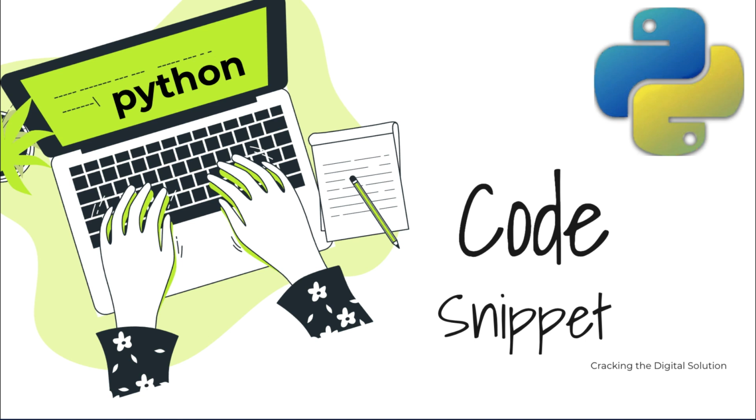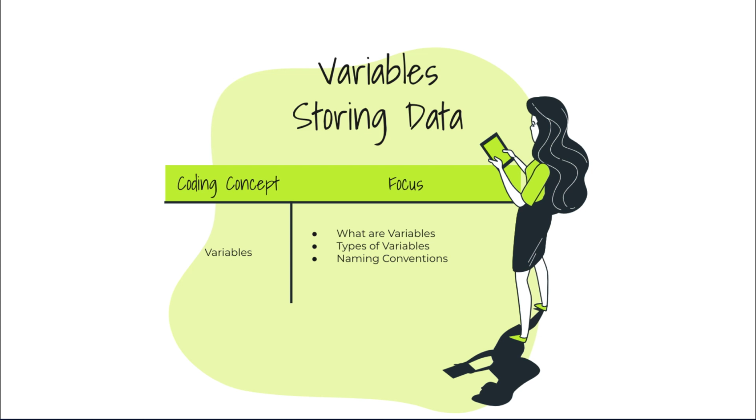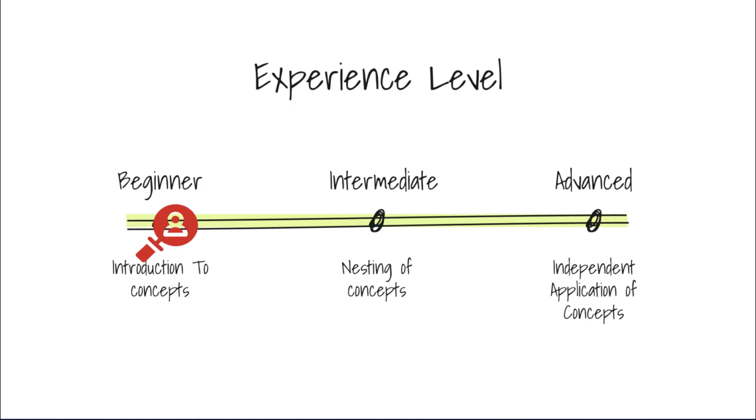In today's session, we're going to be looking at variables. Variables are very important in programming. They enable us to store data in an organized fashion. So today we're going to be looking at what are variables, types of variables, and also naming conventions. This is for beginner programmers and it's an introduction to programming concepts.